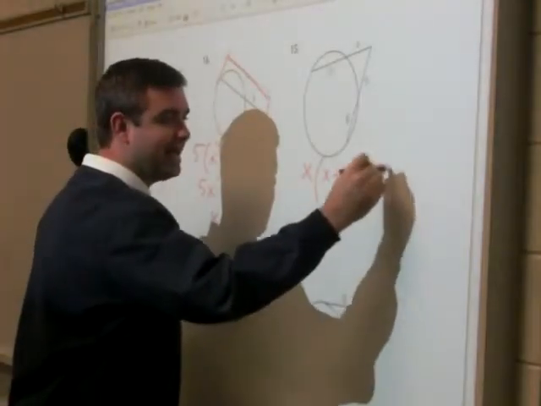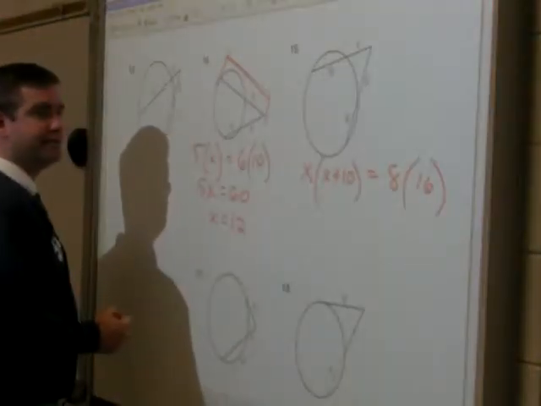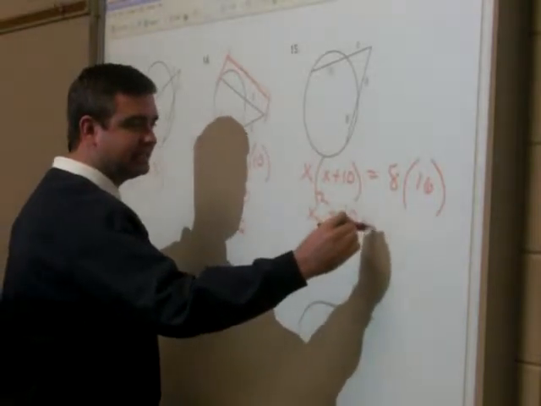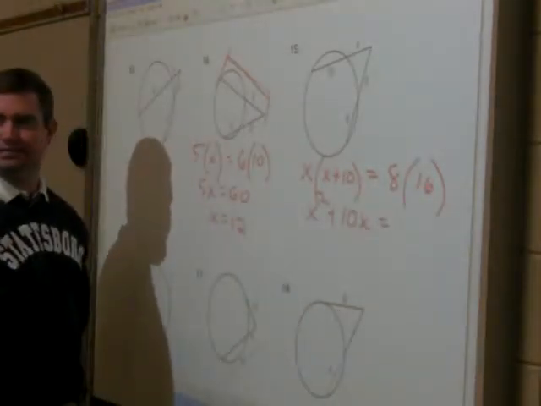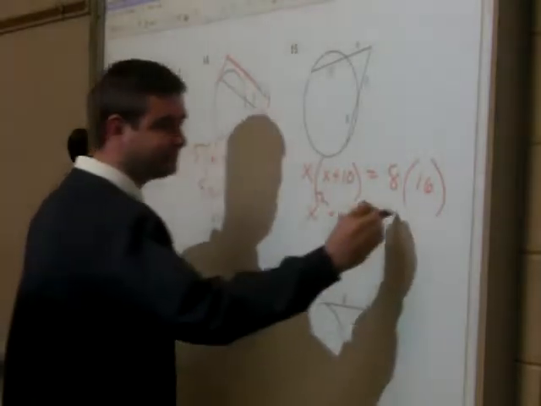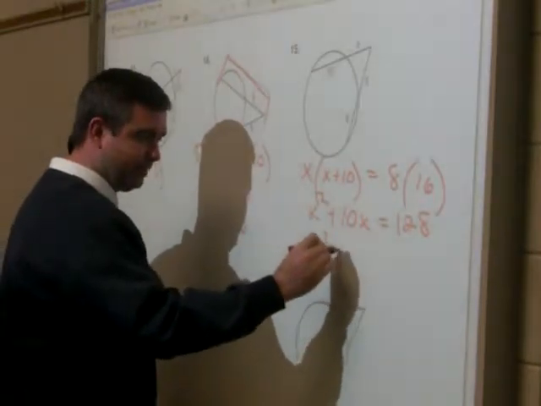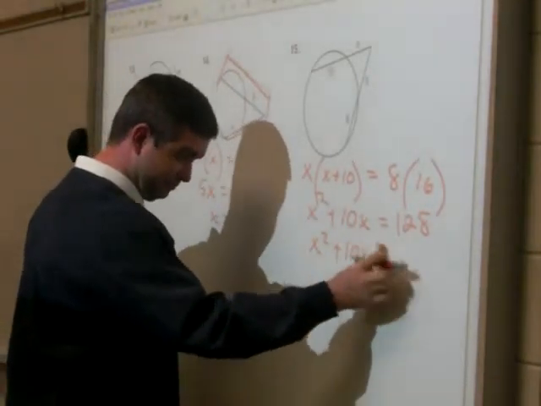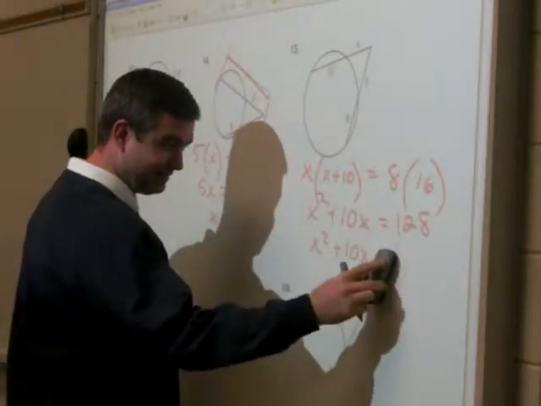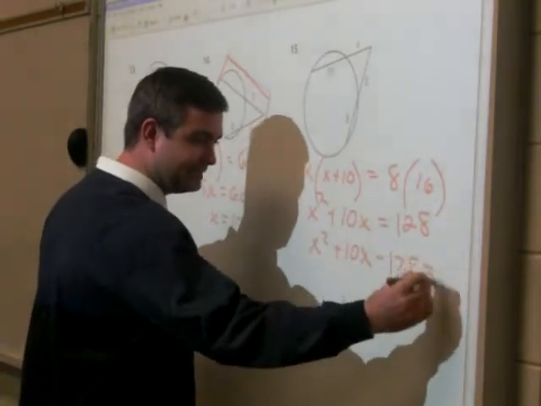What do I get over here? 8 times what? 8 times 16. So I get x squared plus 10x is equal to 8 times 16, which is 256, I'm guessing. No, 128. I subtract that over and I get x squared plus 10x minus 128 is equal to 0.